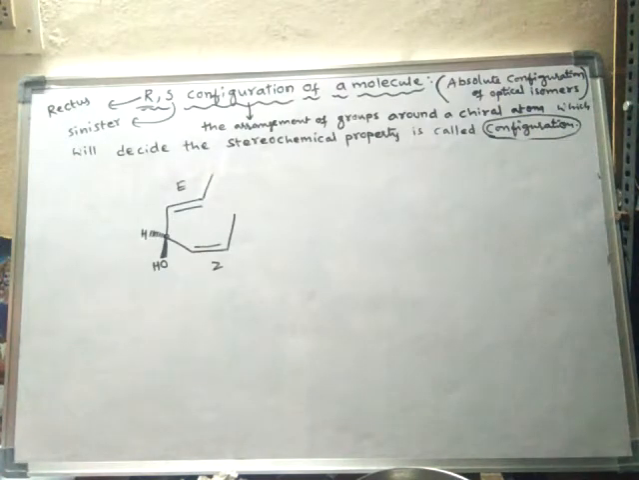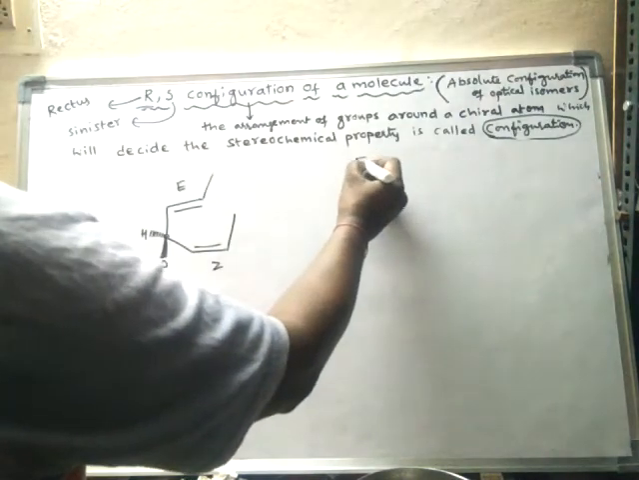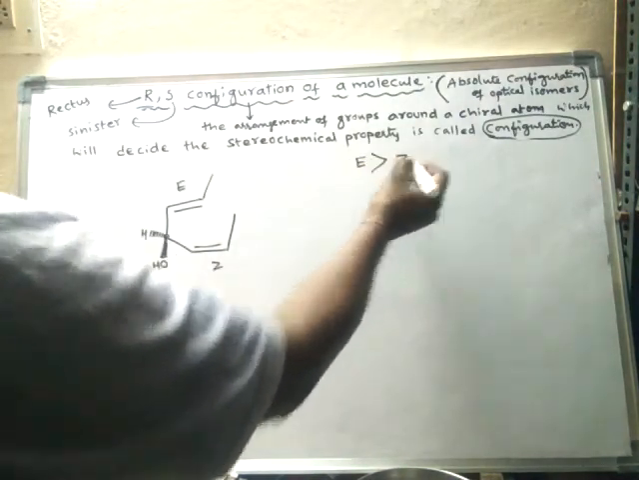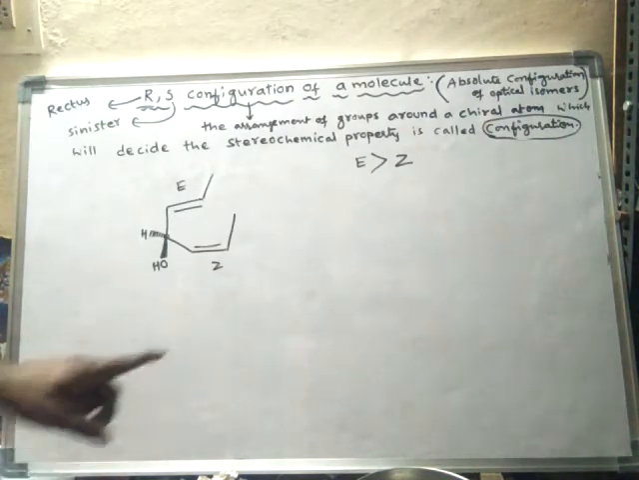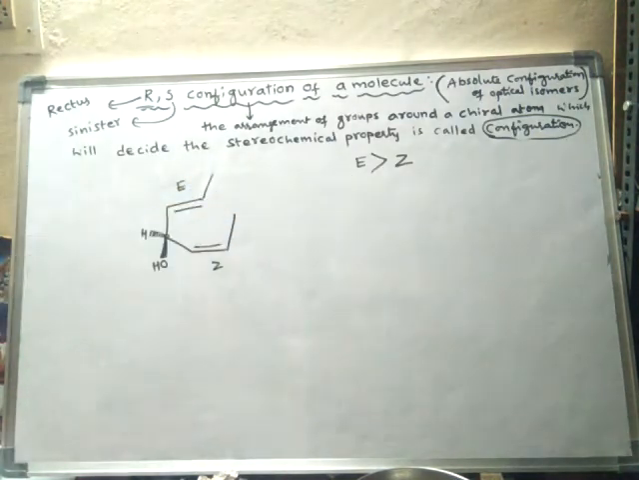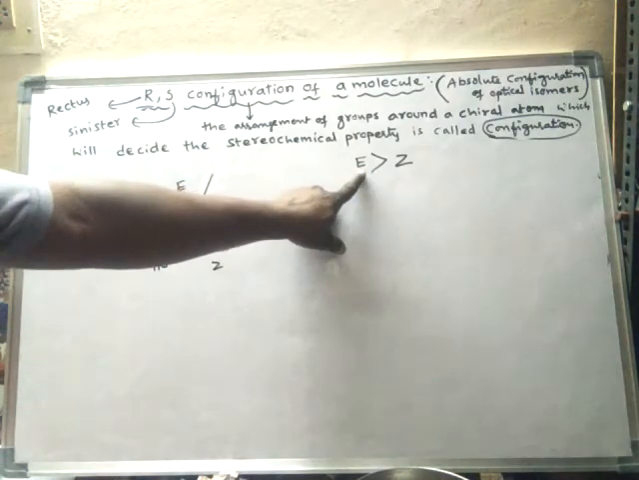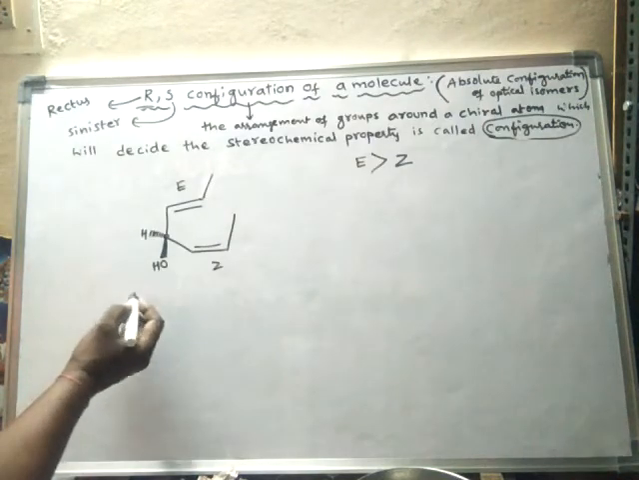Okay, so always while assigning the priority, remember that E configuration will be given more priority than the Z configuration. This is the rule we have already learnt in our CIP rules while writing EZ nomenclature. When E and Z have similar structures and similar molecular formulas, we give first priority to E and next priority to Z.